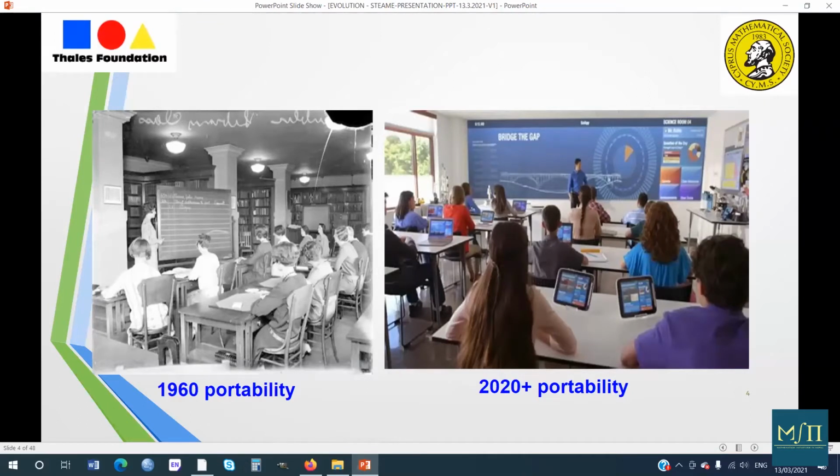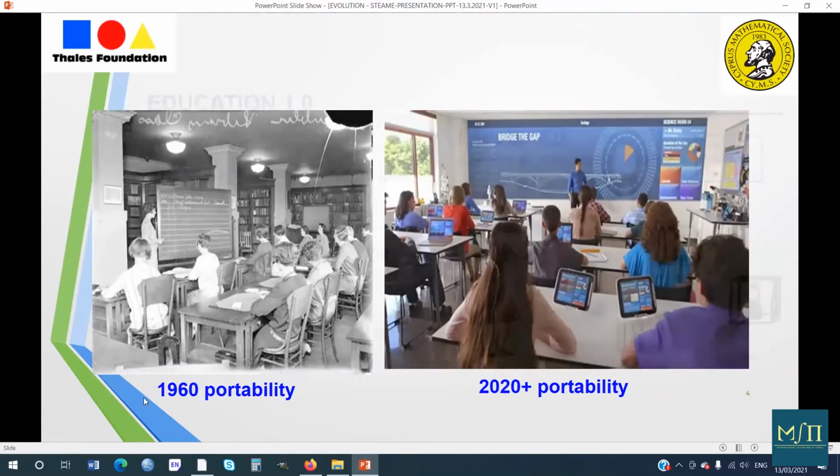Nowadays, the portability is different. There are schools where students don't take books, don't use books or notebooks or even a pen. They only use a tablet, and everything is included in that tablet, including all the books, including notes, including everything you can think of. So students in some school systems, they go to school with only their tablet.